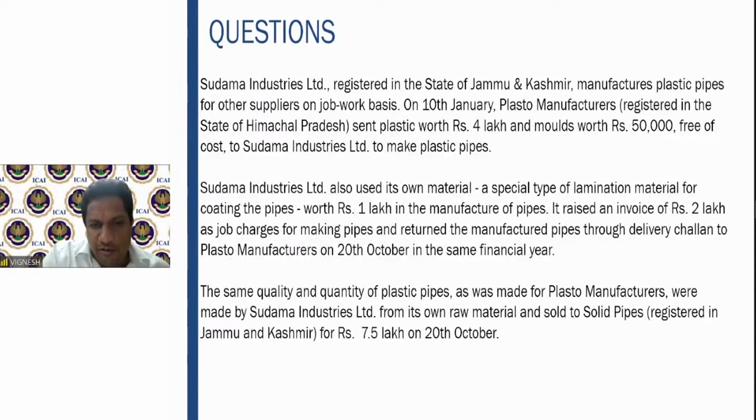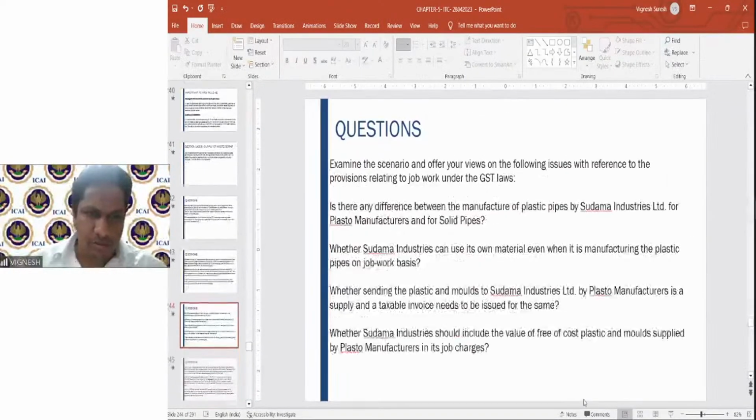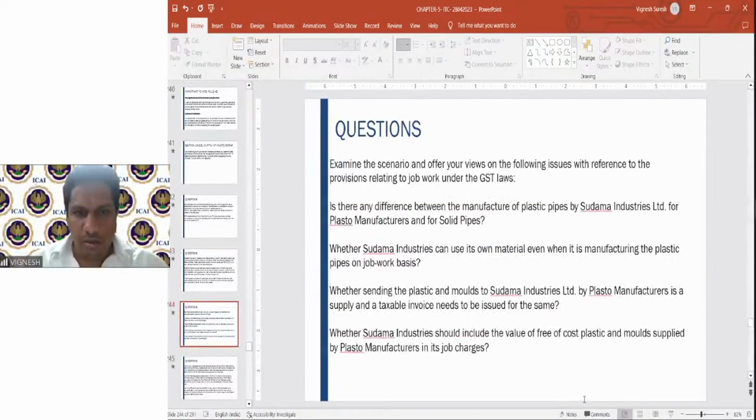Same quantity and quality of plastic pipes as was made for Plasto were made by Sudama from its own raw material and sold to Solid Pipes, registered in Jammu and Kashmir, for 7.5 lakhs on 20th October. Okay, so examine the scenario, offer your view.